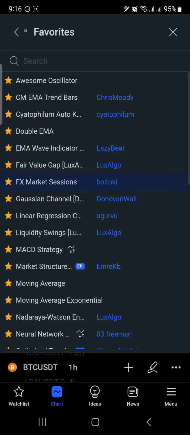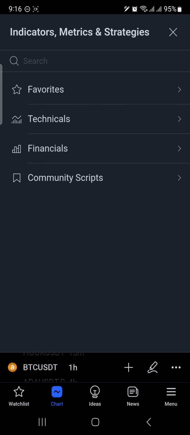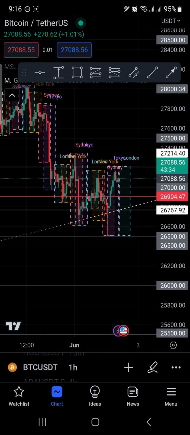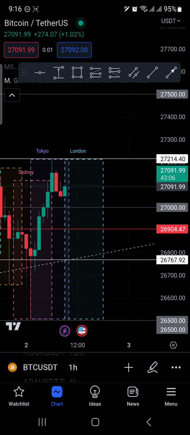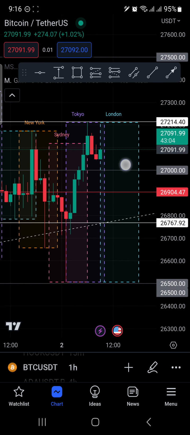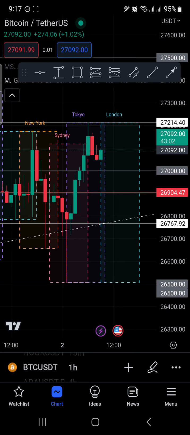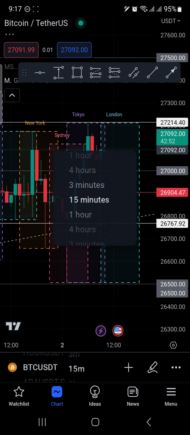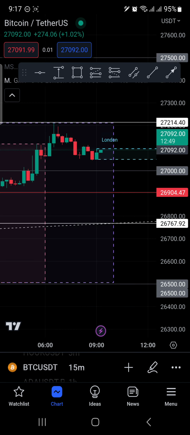Okay, yeah, so this is it. Let's check, maybe it has been added. Yeah, can you see that? So you can see, based on the indicator has already given you a section telling you that this is New York session, this is Tokyo session, this is London session. That's already given everything. So let's go to 15-minute time frame so that you can see well.